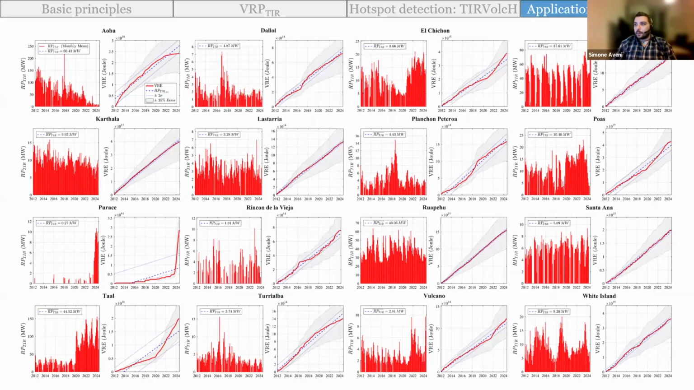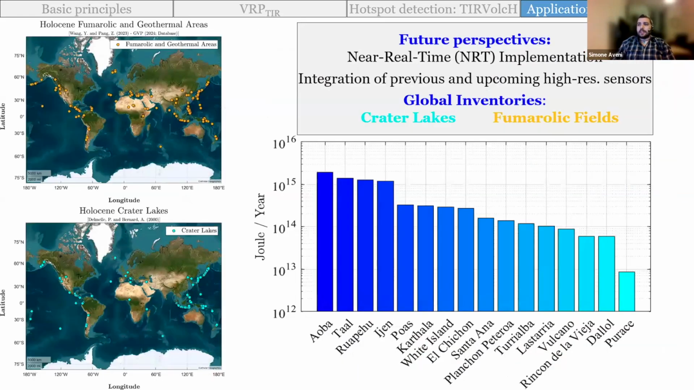We can end up with some information like this. This is just a subset of the volcanoes that are currently monitored. And for each of them, we can see what is the average thermal emissions, and we can see how much they produce, and we can start to put them into a global perspective in terms of joules per year. So we can see what is the energy associated to each of these systems, which system produces more than others, what is the sum of all of these systems, what is the role they play in the global thermal budget.